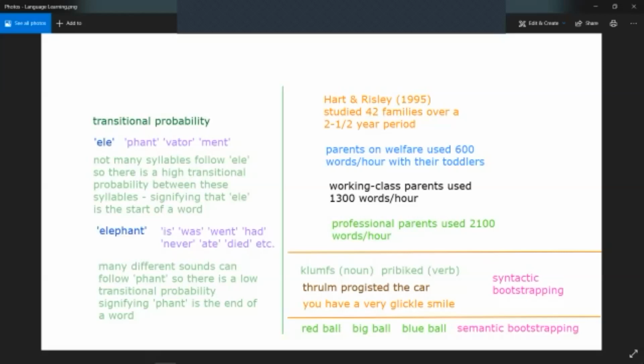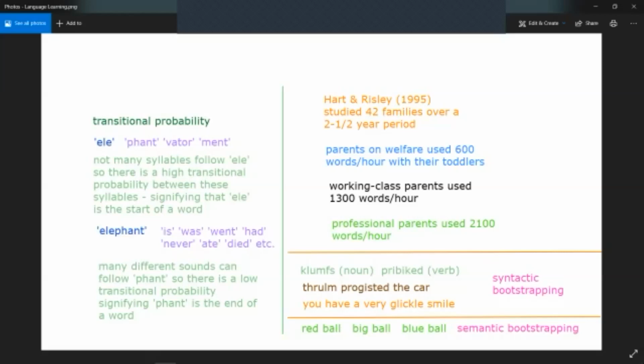We also engage in semantic bootstrapping. This is kind of the opposite. With syntactic bootstrapping, we use syntax to learn new words. The word semantic refers to meaning. We use our knowledge of word meanings to help us learn grammar and syntax.